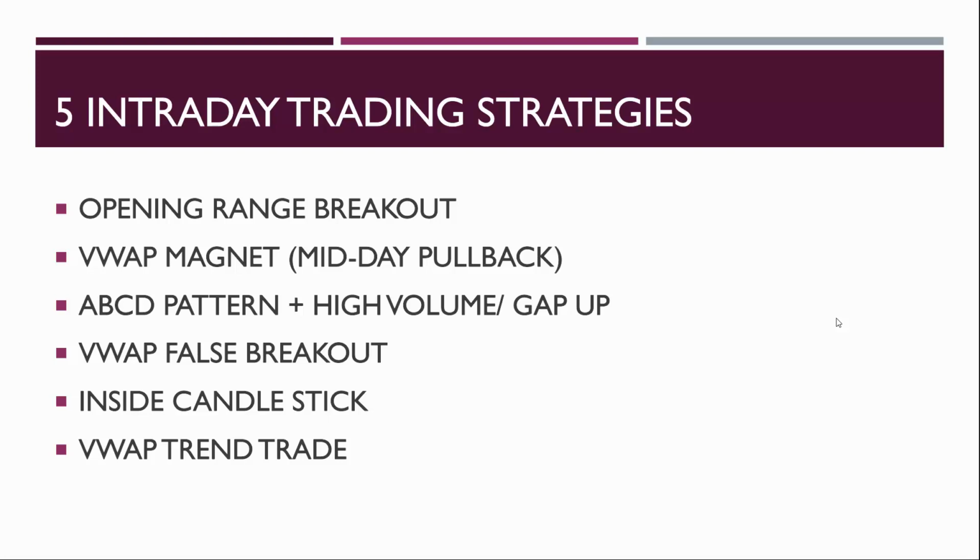For the ABCD pattern, A to B happens between 9:15 and 10. B to C happens between 10 and 11 or 10 and 12, and we identify a good entry point so that we can stay in the trade for the rest of the day. I'll be explaining these 5 to 6 very profitable trading strategies. Based on your trading style, you can choose one or two of them and start trading.